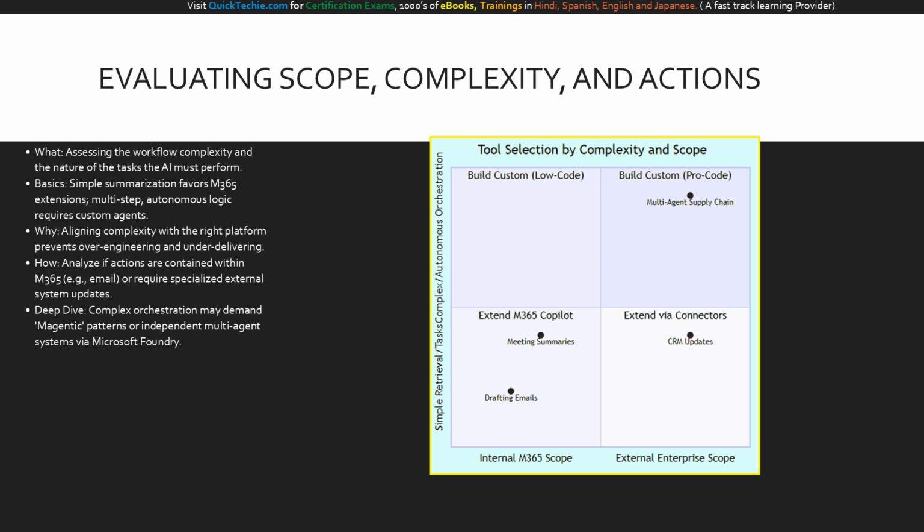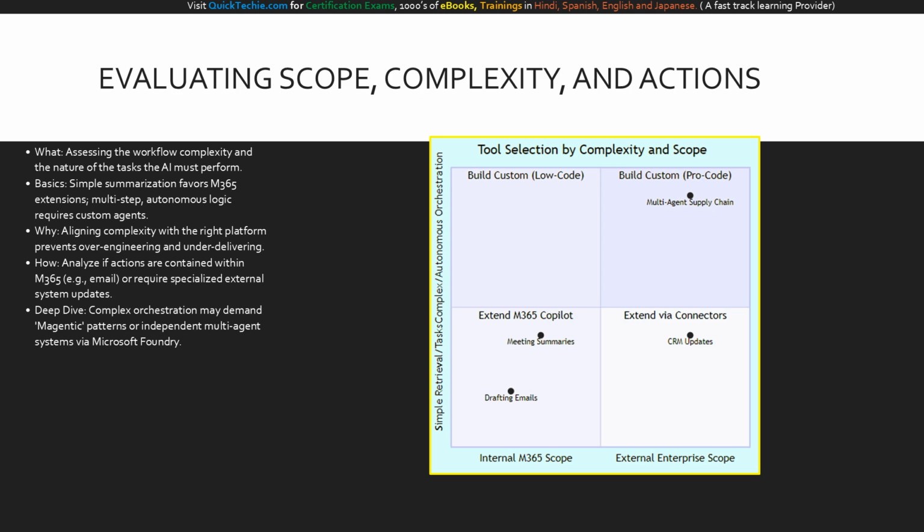This quadrant chart provides a visual decision matrix for scope and complexity. The x-axis represents the scope of the data and systems, moving from internal Microsoft 365 on the left to external enterprise systems on the right. The y-axis represents task complexity, moving from simple retrieval at the bottom to complex, autonomous orchestration at the top. In the bottom left quadrant, simple tasks within M365, like drafting emails, you should absolutely choose to extend M365 Copilot.